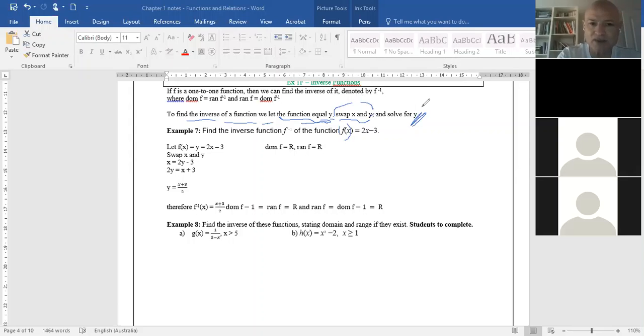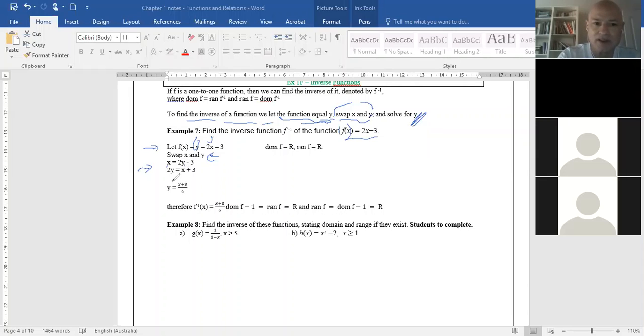Example 7 says, find the inverse function f to the power of -1 of the function f of x equals 2x minus 3. Here I've said let f of x equal y, which equals 2x minus 3. You could say let y equal f of x, which equals 2x minus 3, it's probably better. And swap x and y. So instead of y, I put my x, and instead of my x, I put my y.